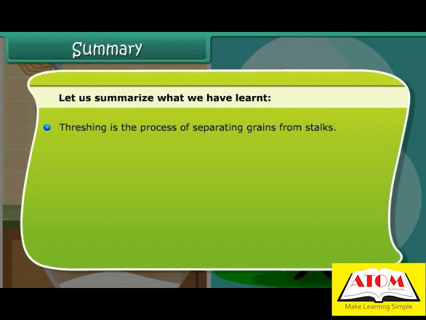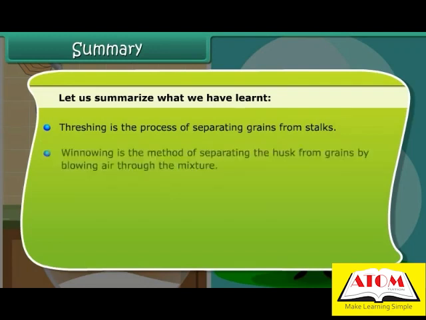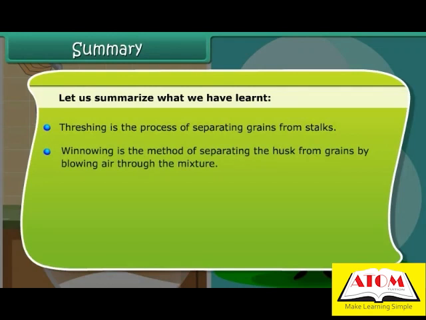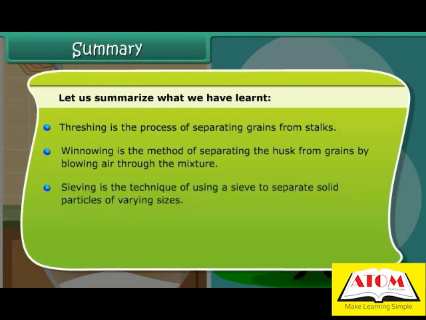Threshing is the process of separating grains from stalks. Winnowing is the method of separating the husk from grains by allowing air through the mixture. Sieving is the technique of using a sieve to separate solid particles of varying sizes.